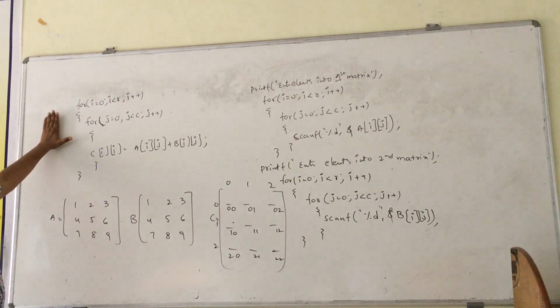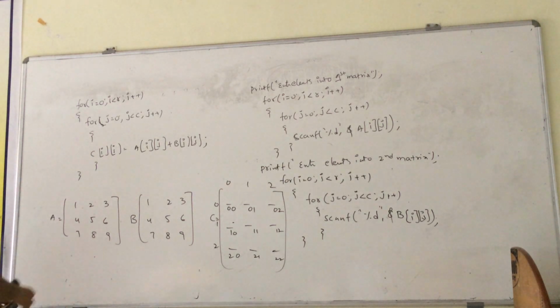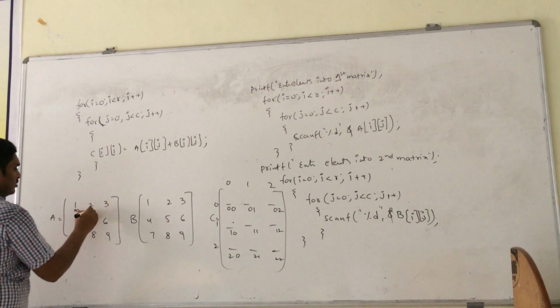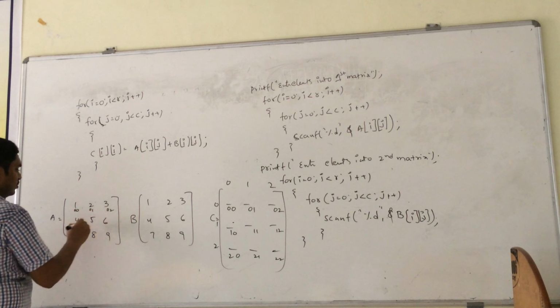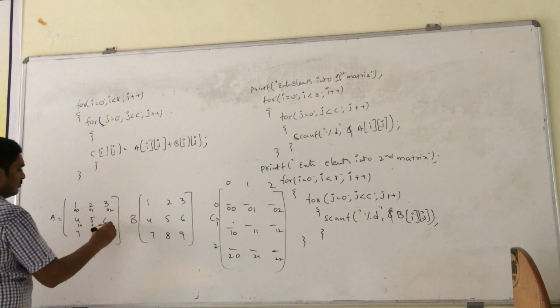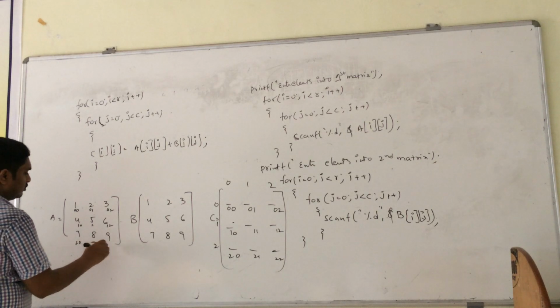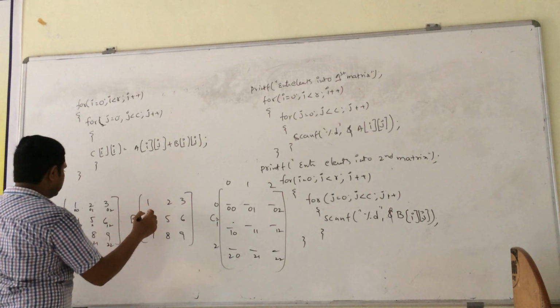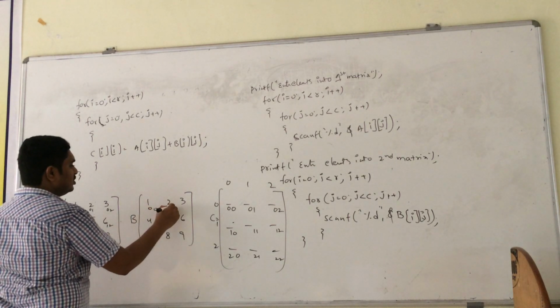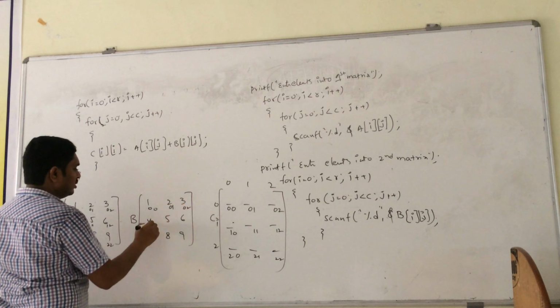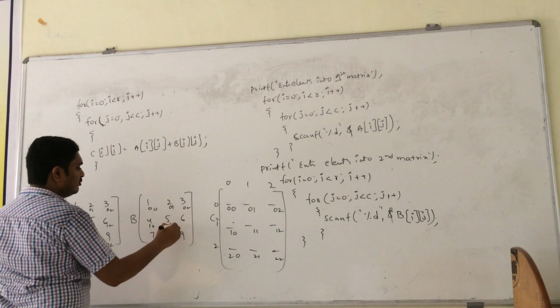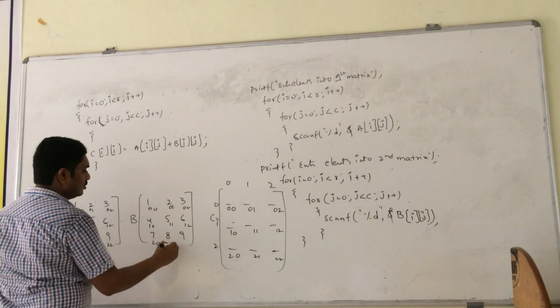So coming to this logic, the loop also represents 0,0, 0,1, 0,2, 1,0, 1,1, 1,2, 2,0, 2,1, 2,2. So this is also 0th row, 0th column; 0th row, first column; 0th row, second column. Likewise 1,0, 1,1, 1,2, 2,0, 2,1, 2,2.